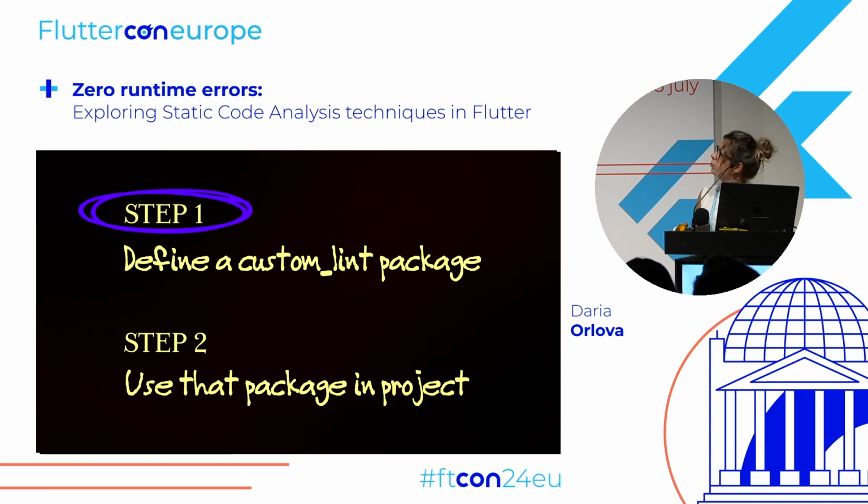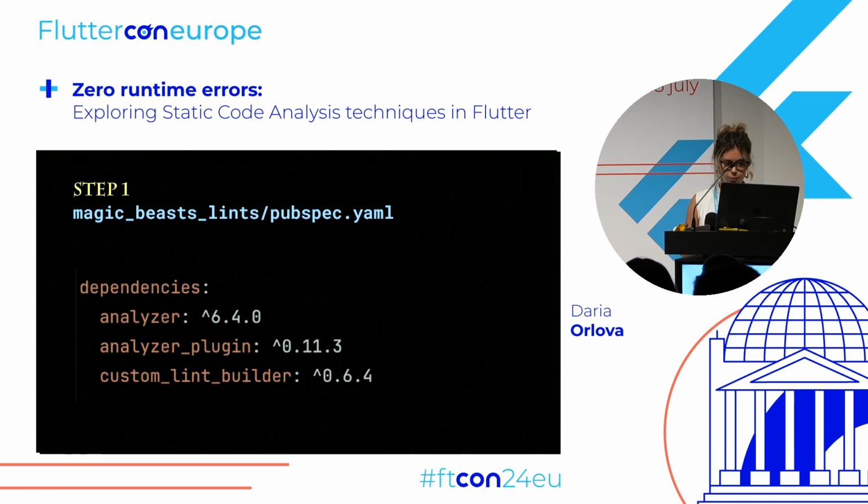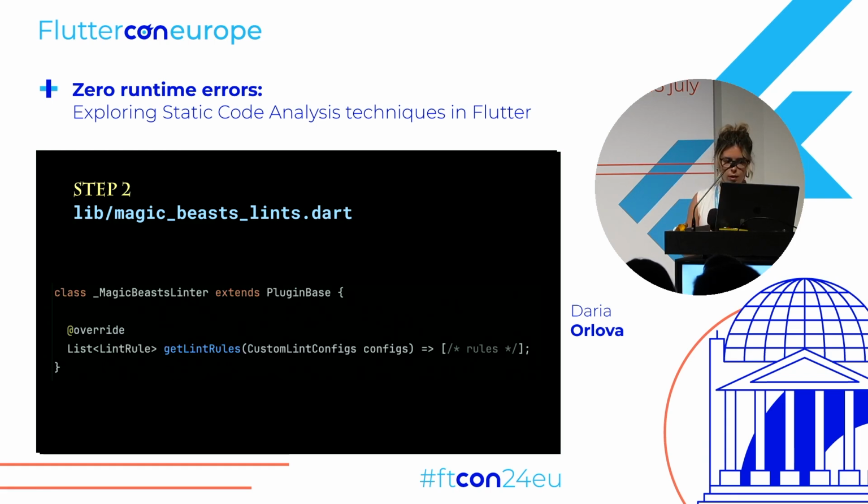So step 1, we will create a project, magic_beast_lint. It's a Dart one. And we need to specify several dependencies: analyzer, analyzer_plugin, and custom_lint_builder. The way you define the plugin, so the fact that you are returning lints, is you need to extend a PluginBase. And from there, you need to override the getLintRules method, from where you will return all of the rules available in your package.